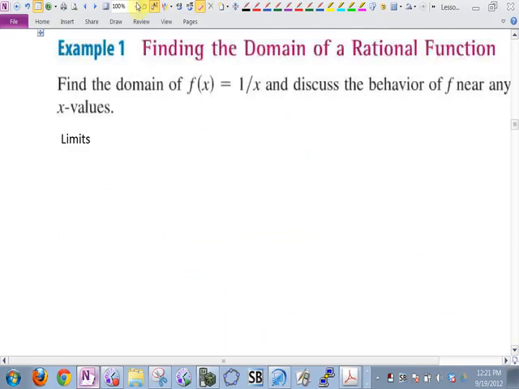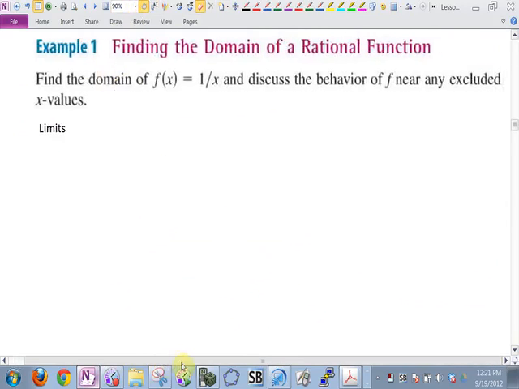Yeah, let's do this. Why not? Here's a function, f of x equals 1 over x. What is its domain?